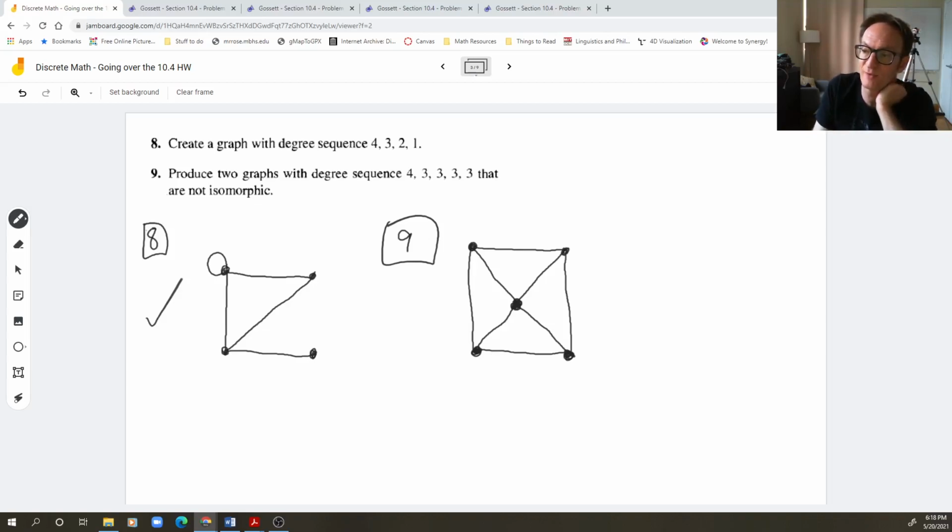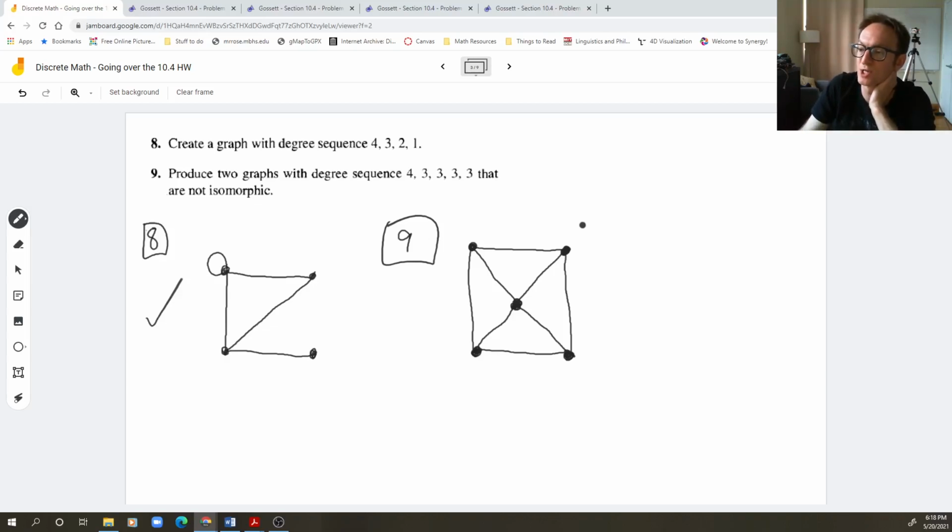But after trying for 5 glorious minutes to find another graph that was not isomorphic to this one, I started to think that it was impossible. But then I remembered, oh, it doesn't necessarily have to be simple. Is there a graph with this degree sequence which is not simple?